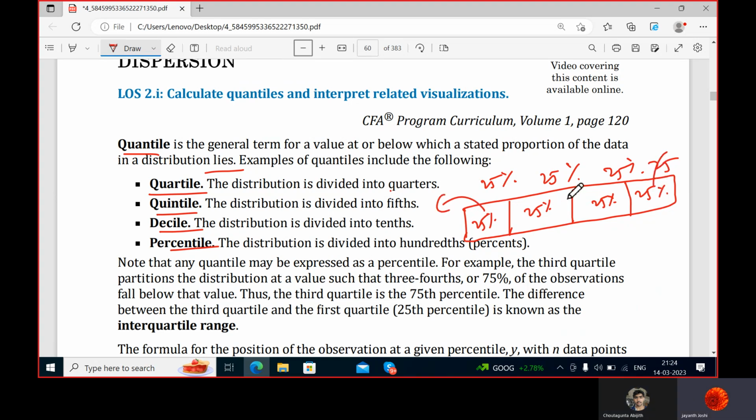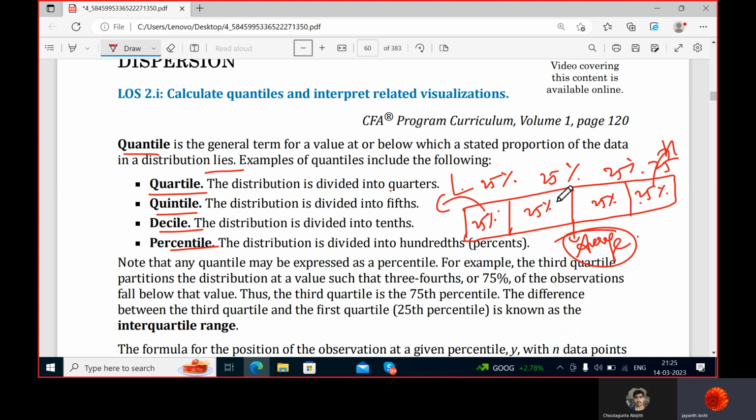This zone consists of the lowest data. This zone consists of the higher data, correct? And the one in between consists of the average. 50% of this, 50% of this. It is the average, the median. The middlemost thing is mean, median, whatever. This is a 25% part, 25% plus. Lowest data, highest data. This is average data, correct?